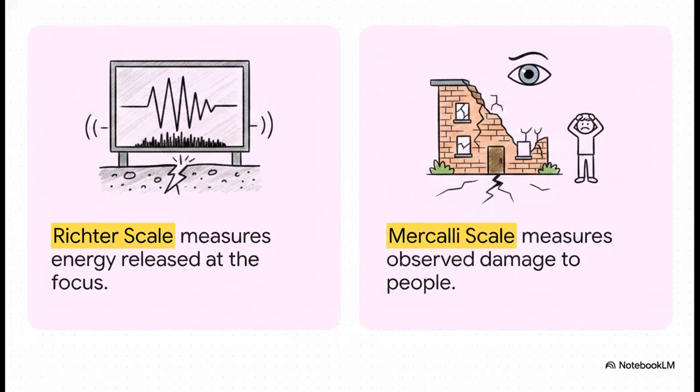Now, how do we actually measure all this chaos? Definitions absolutely matter here. The Richter scale measures magnitude, which is the exact physical energy released down at the focus. It's a logarithmic scale. That means a single whole number jump represents a 32-fold increase in energy. It's massive. On the flip side, the Mercalli scale measures intensity. This one is highly subjective, based strictly on human impact, the observed damage to people, buildings, and the environment. Because think about it, a super high-energy quake on the Richter scale might barely register on the Mercalli scale if it happens out in the middle of a totally empty desert.